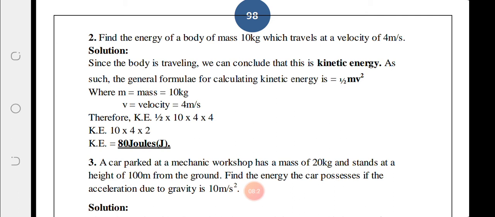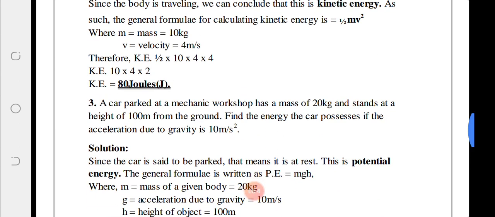So you just do K is equal to half mv squared. Our m is 10, and v squared means velocity times velocity. The velocity given here is 4 meters per second. So it will be 1/2 times 10 times 4 times 4, and the answer will give us 80 joules.